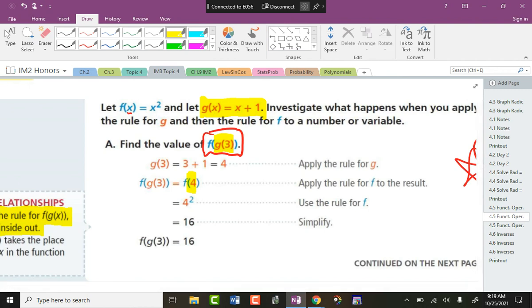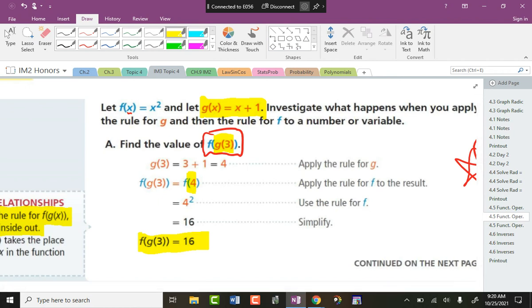And that's what we see in f of 4 next. Then I can ask anyone, hey, what's f of 4? And they know what f of 4 means. Go to the f function, wherever there's an x, replace it with a 4. Square it, final answer, f of g of a number 3 actually equals a number 16.